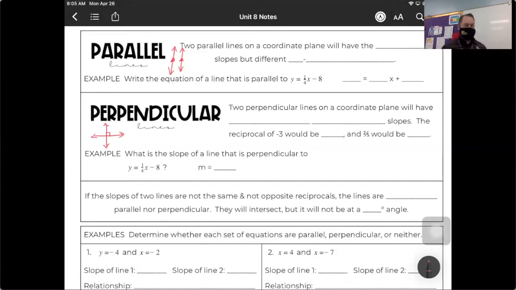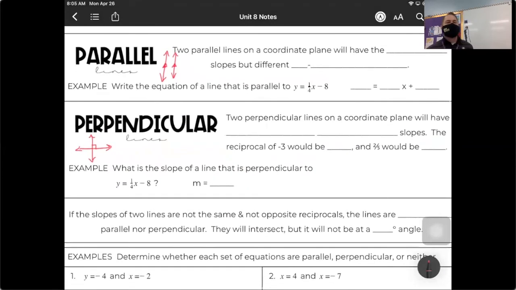Now, we have a third option here. Lines could be parallel, they could be perpendicular, or they could just be neither, meaning they do intersect, but not at a right angle. If the slopes of, we're going to get to that part in a second. So we do want to look at the slopes of parallel lines, though.